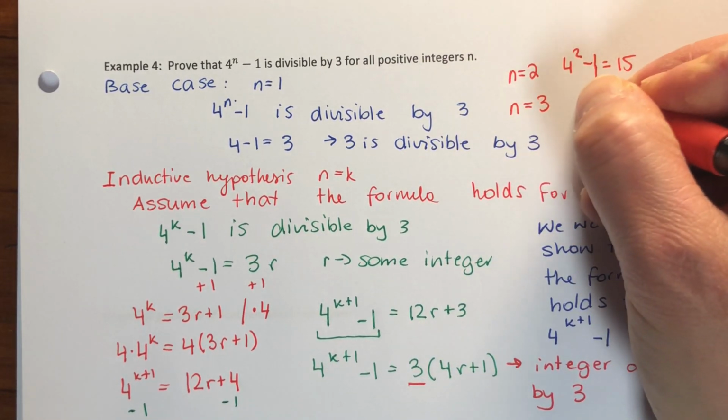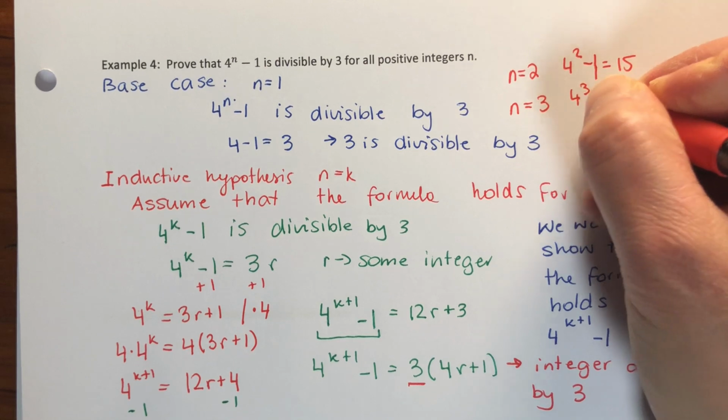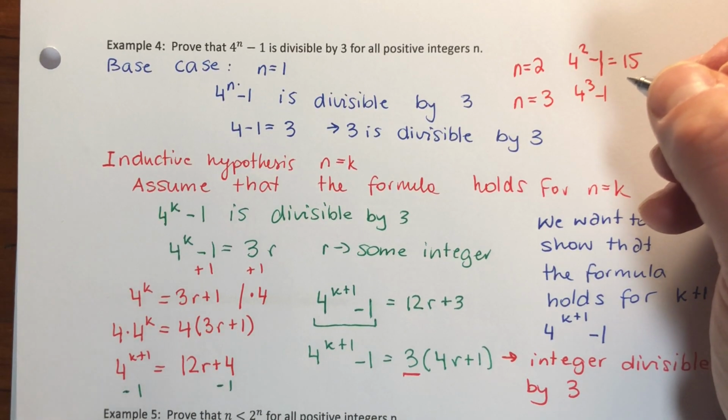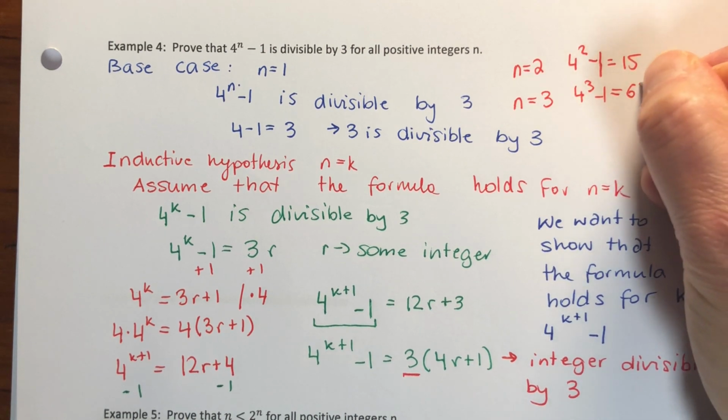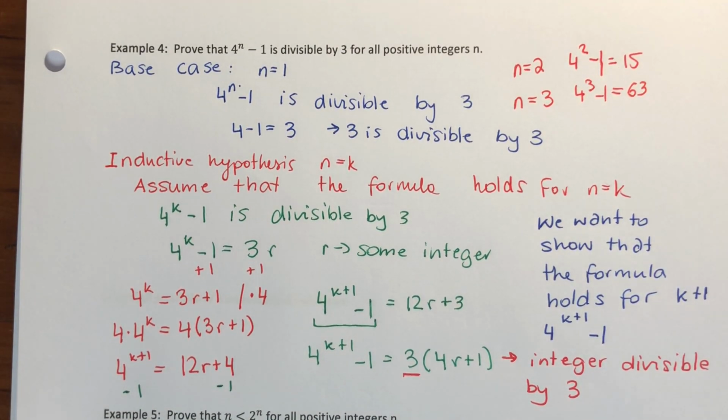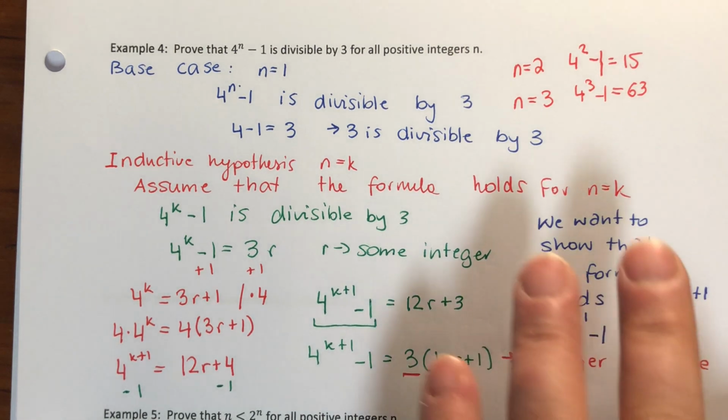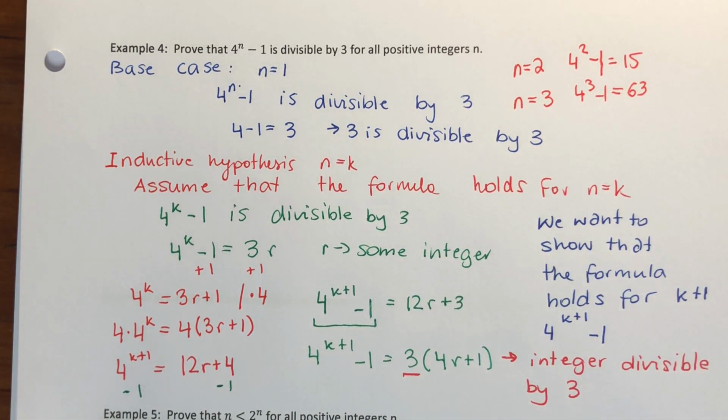n is equal to 3. 4 to the power of 3 minus 1. 4 times 4 is 16, times 4 is 64, minus 1 is 63. 63 is divisible by 3 because the sum of those digits is equal to 9, so I know that this is going to be true. All right, next thing, inductive hypothesis.